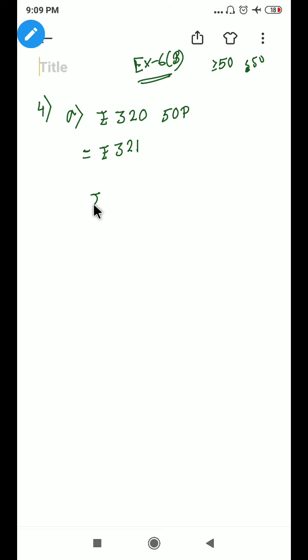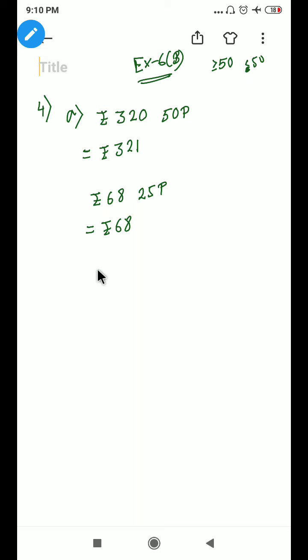Now look at the next one. The next question is 68 rupees and 25 paise. Here paise is less than 50, so there is no need to add anything. So this will be only 68 rupees.